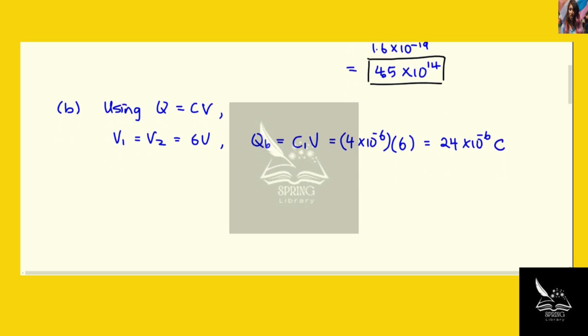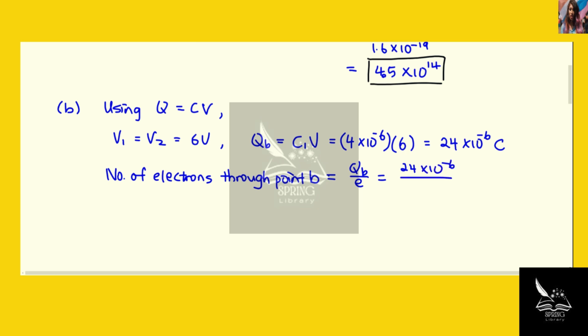coulomb, and then the number of electrons through point B is equal to QB divided by e: 24 times 10 to the negative 6 divided by 1.6 times 10 to the negative 19. You calculate this, you get 1.5 times 10 to the 14. That will be the number of electrons through point B.